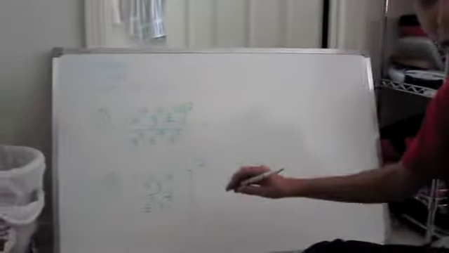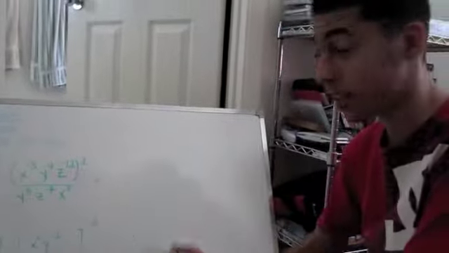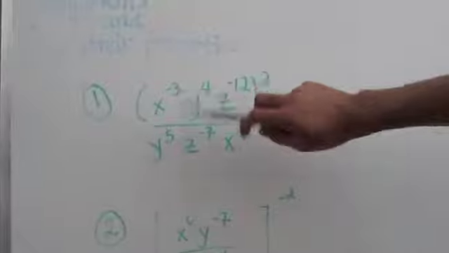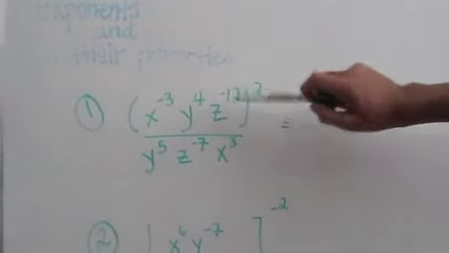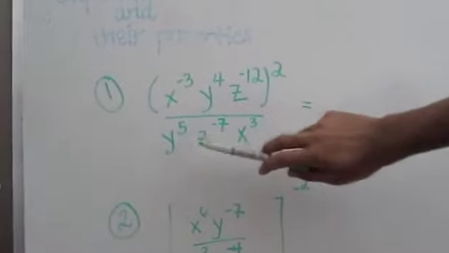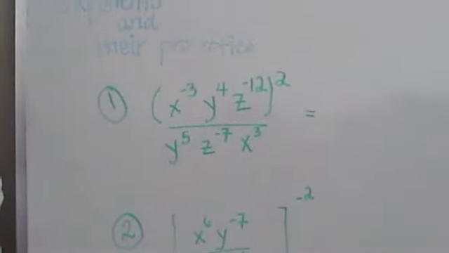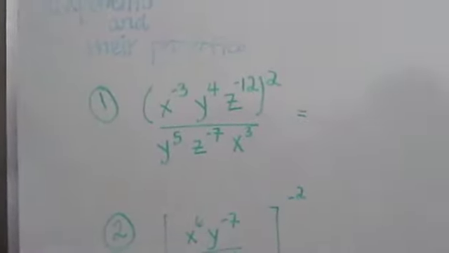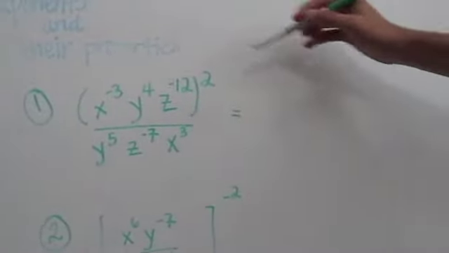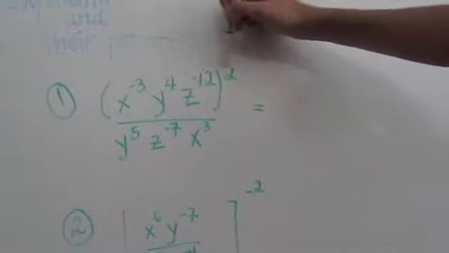Okay, to get a handle on these concepts, we're going to do some practice problems. This one we'll start out with x to the negative 3, y to the 4th, z to the negative 12, all raised to the 2nd power, over y to the 5th, z to the negative 7, x to the 3rd. Now to solve this, there are many different approaches you can take. An easy way is to first distribute this 2 to each one of these.